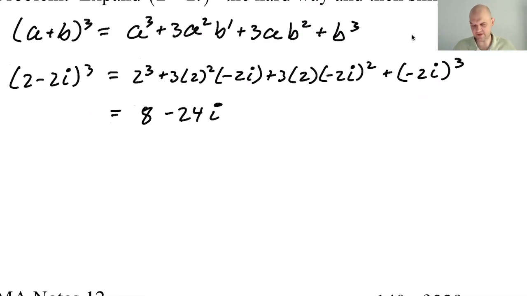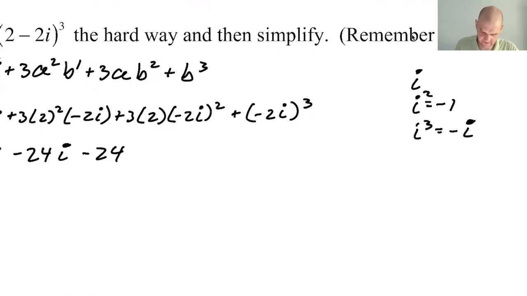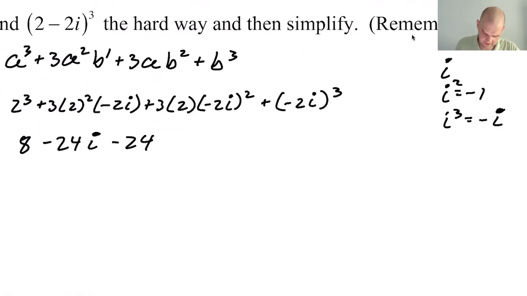So what's happening here? Negative 2i squared gives 4i squared, which is negative 4, times 6, so minus 24. And then, okay, we have negative 2i cubed. I squared is negative 1, so i cubed is therefore negative i. So we have negative 8 times negative i, so plus 8i.